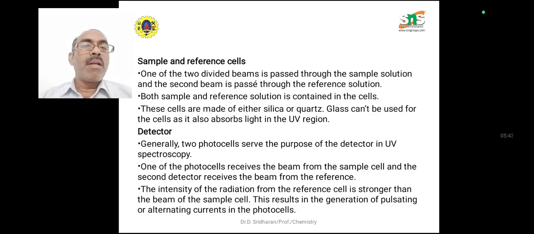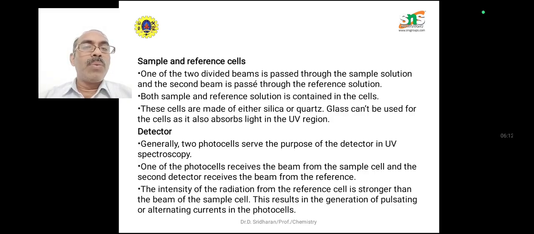Both sample and reference solutions are contained in the cells. These cells are made of either silica or quartz, that is, transparent glass vials. Glass cannot be used for the cells as it also absorbs light in the UV region. We are using a special glass, that means it will not absorb the light.